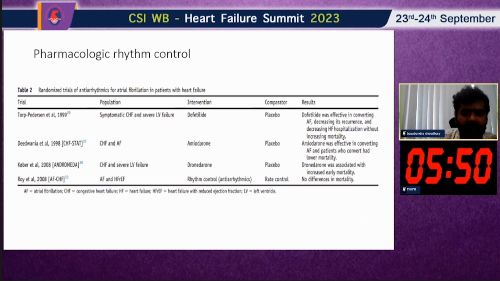Now, if we look at the pharmacological agents for rhythm control based on different trials, like the Torp-Pedersen study, which included dofetilide in symptomatic CHF and severe LV failure, it was effective in converting AF, decreasing its recurrence, and decreasing heart failure hospitalization. The important thing is with dronedarone, the ANDROMEDA study showed that dronedarone was actually associated with increased mortality in HFrEF patients. So it is avoided in that group of patients.